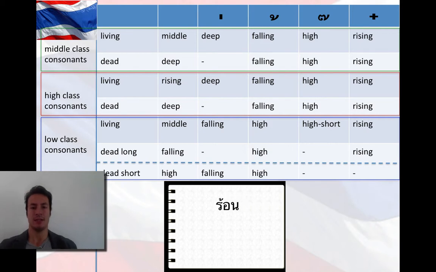Okay. Then we have the word ran, ran, which means hot. Why is it a high tone? Well, it's a high tone because it is a low class consonant with the second tone mark. Ran, high tone.